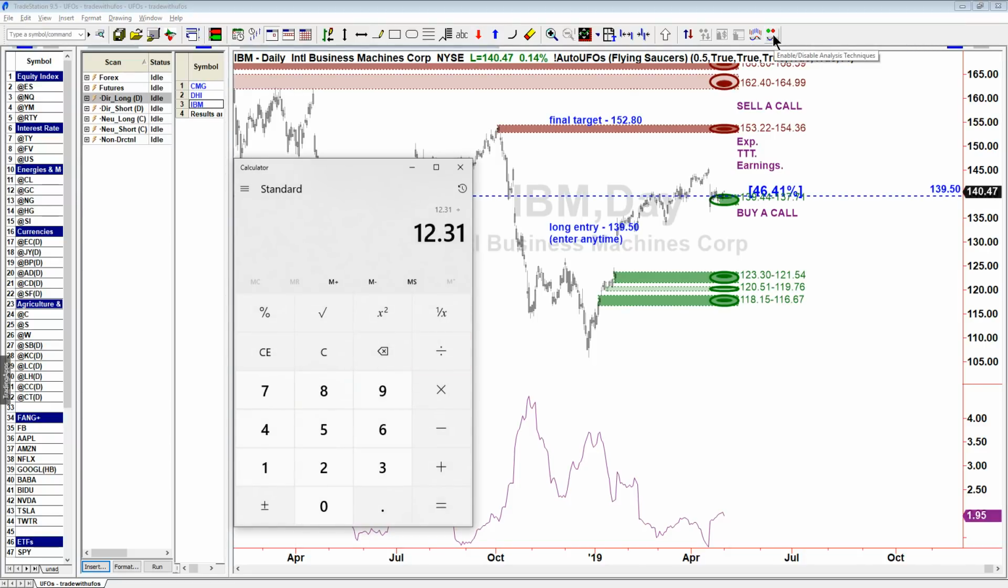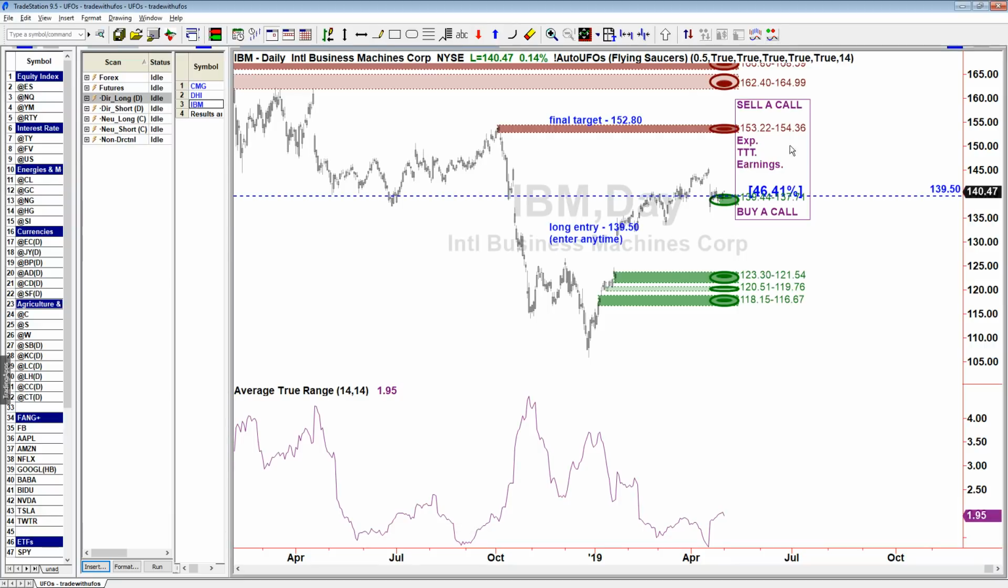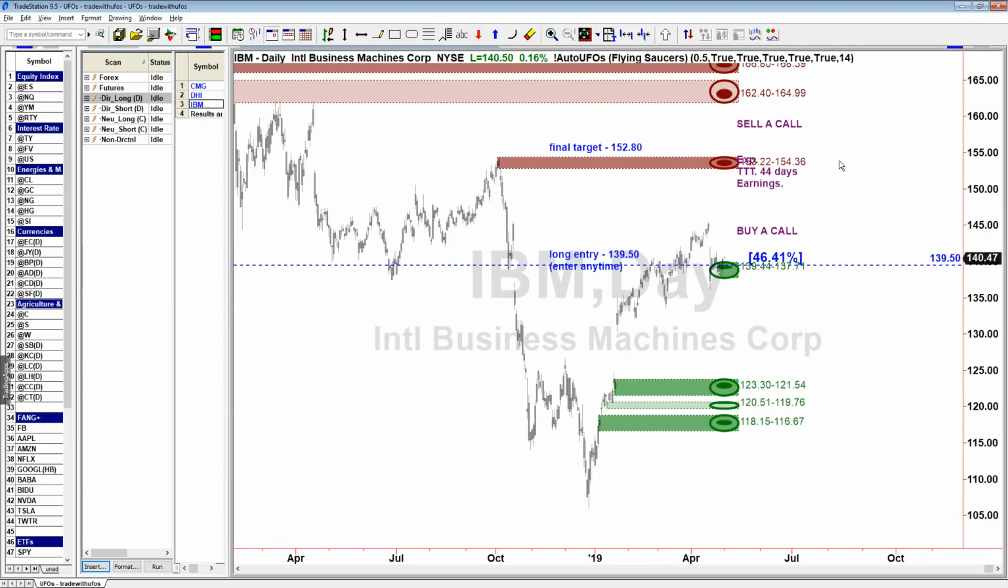So if I divide this by 1.95, it gives me 6.3 weeks, times 7 to make it days. It's going to be 44 days. Okay, so 44 days is the TTT. I have a TTT of 44 days. Now, does it mean that I need 44 days? No, it means that I need at least 44 days. If it's more, it's fine.